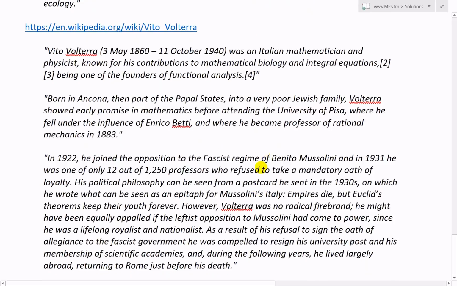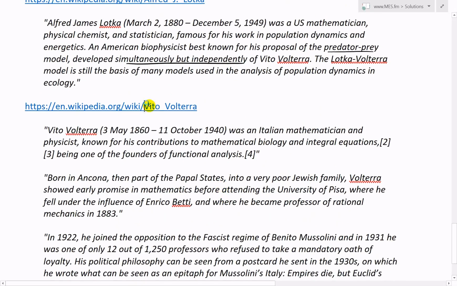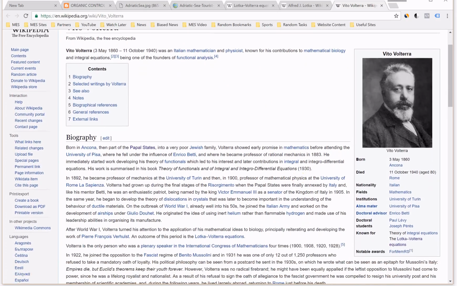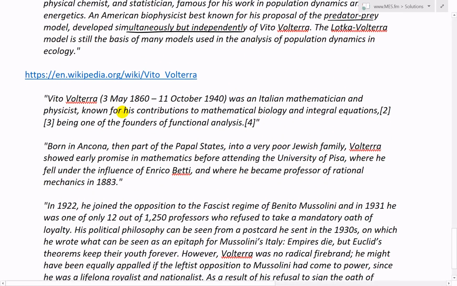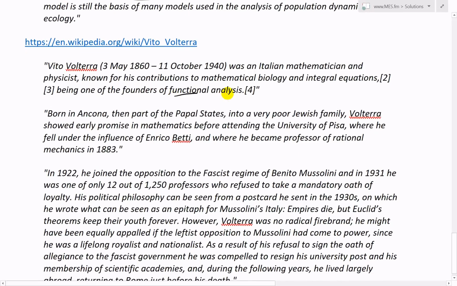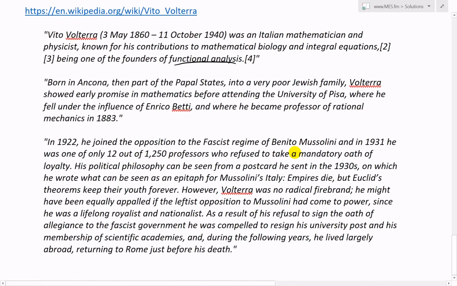And also, lastly, we'll go over Vito Volterra's. Here's a link to it just for your reference. That's how it looks. Basically, Vito Volterra, born May 3rd, 1860, to October 11, 1940, was an Italian mathematician and physicist known for his contributions to mathematical biology and integral equations, and being one of the founders of functional analysis. He was born in Ancona, then part of the Papal States, or the territories pretty much run by the Pope, into a very poor Jewish family.